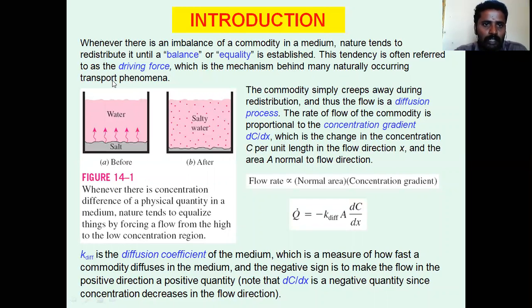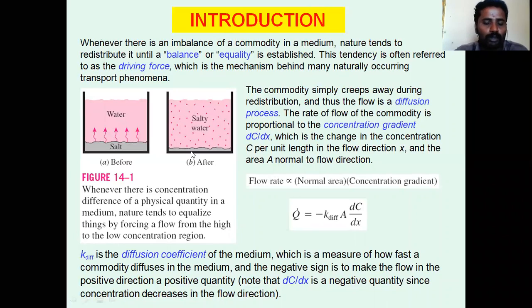Now mass transfer: whenever there is an imbalance of a commodity, commodity meaning the species in the medium, there is a tendency for it to be distributed until balance or equality is established. There is a driving force. This is the water and salt before and after. The commodity simply creeps away during the redistribution. This is the flow of the diffusion process.